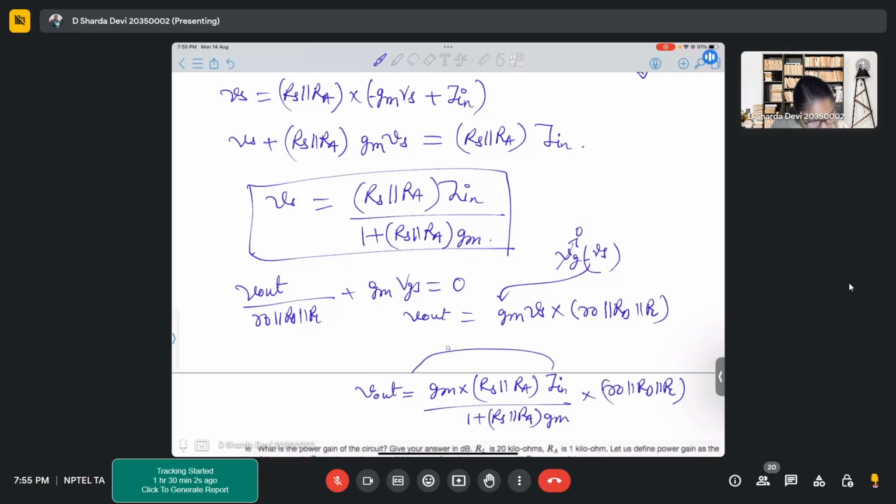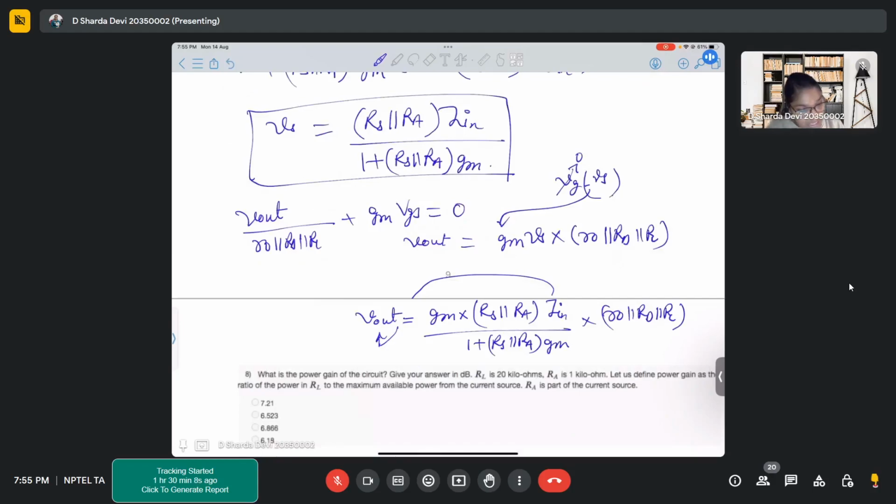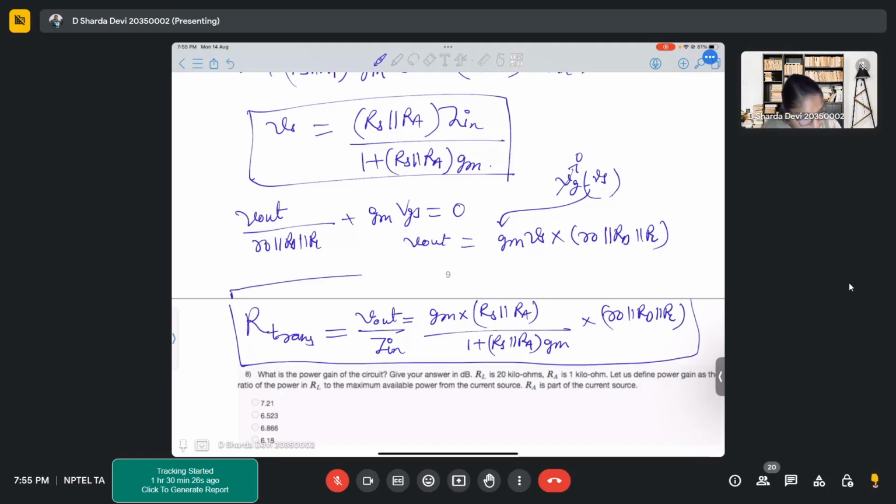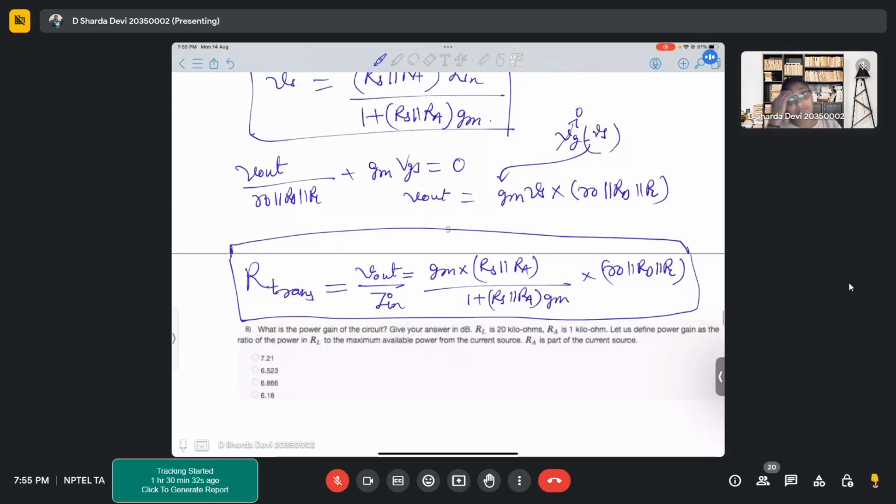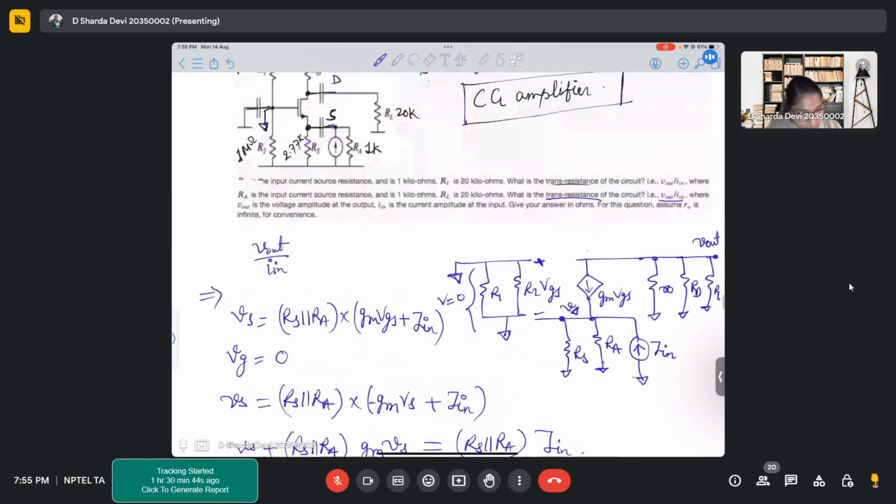So this IN will come down, and you will simply get V out by IN. This will give R trans. So this is how you will find the transfer resistance using this formula. And the value that you'll get after solving all of these is 4929.65 ohms. Was it asked in ohms or in kilo ohms?